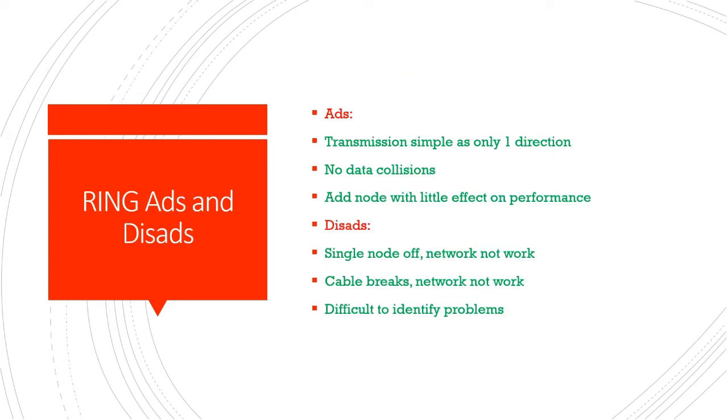The advantages of a ring topology are that transmission is simple as it only travels in one direction. There will be no data collisions, and you can add a node with little effect on performance. A disadvantage is that if a single node is off, the network won't work.